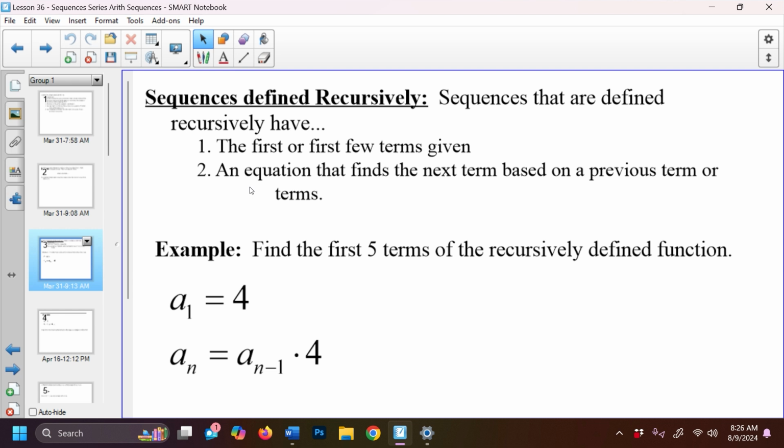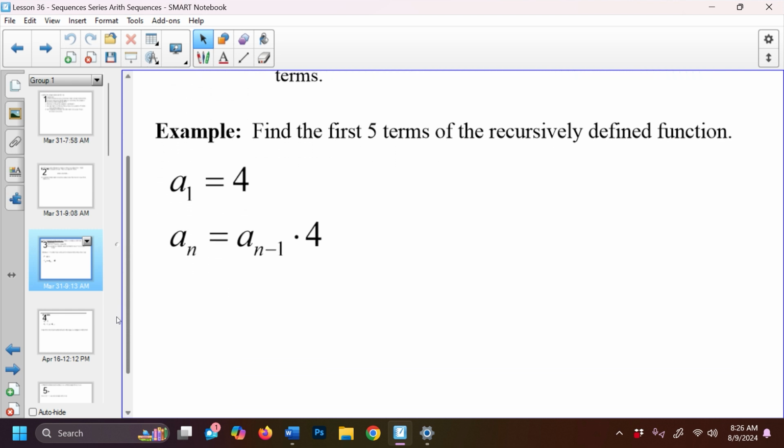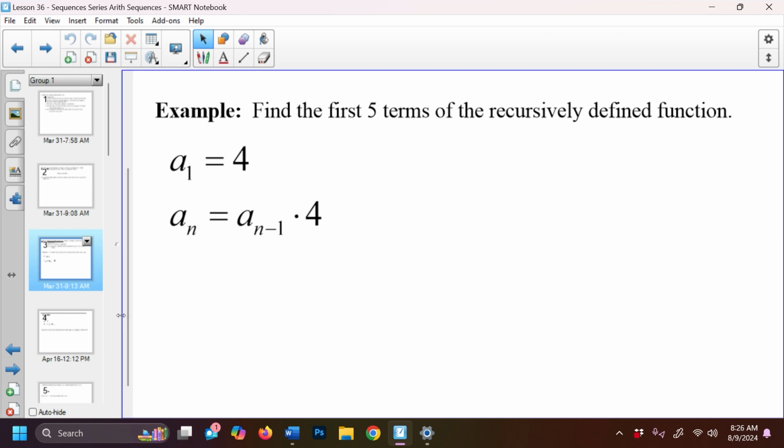Now, you may ask yourself, why would I ever define something recursively if I have to calculate each term individually? Well, some sequences can only be defined recursively, and I will show you an example of that in a moment. But we have here an elementary example, and basically this is an example that could be defined explicitly, but they tell you what a sub 1 is. It's 4. And the example asks us to find the first 5 terms found recursively.